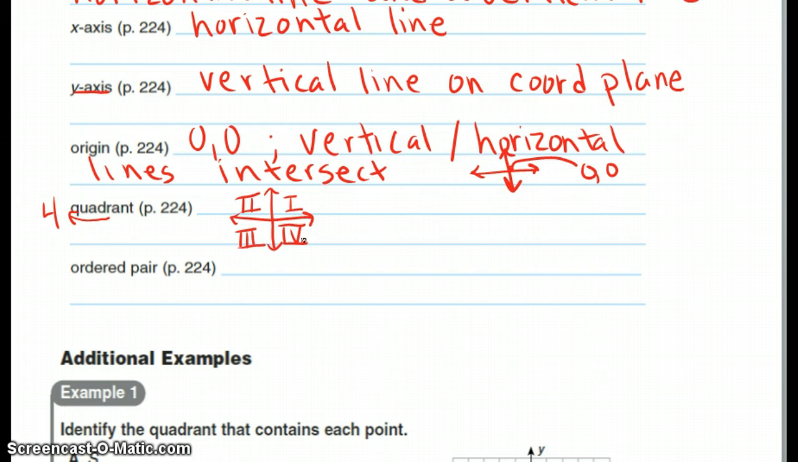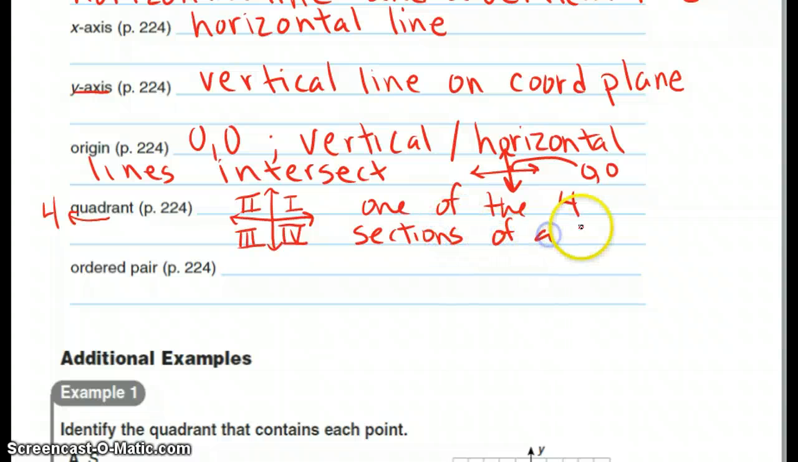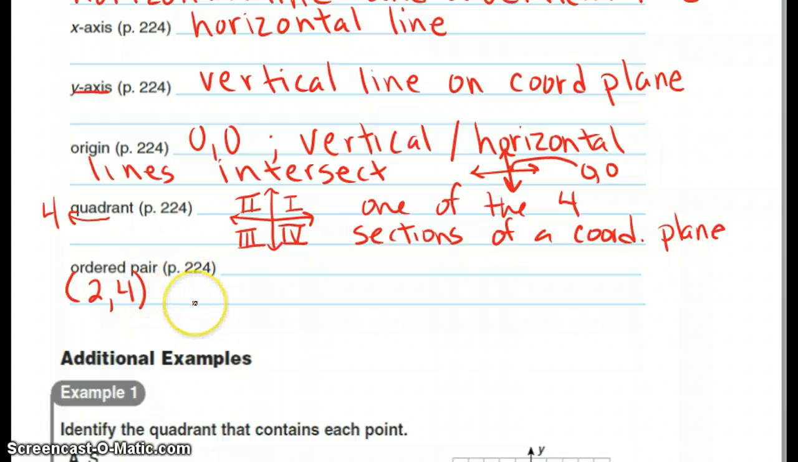So a quadrant is one of the 4 sections of a coordinate plane. Now, an ordered pair are 2 numbers surrounded by parentheses. Now, I'm just going to pick one out of my head here. 2, 4. An ordered pair tells you where you are on the coordinate plane.